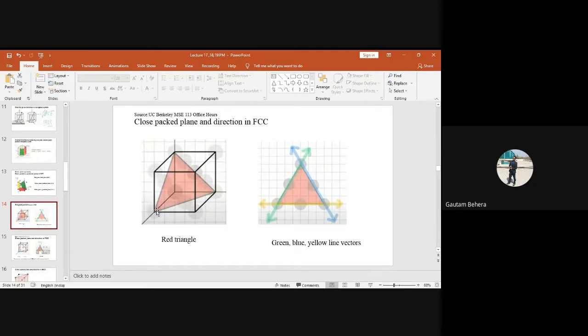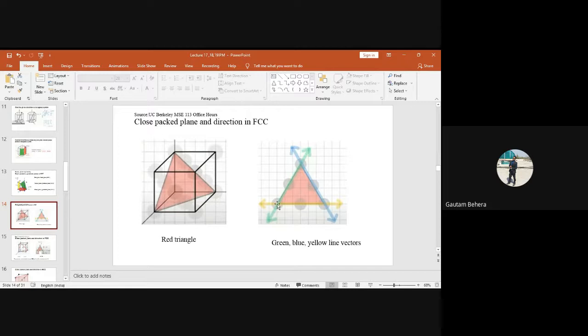Can anybody tell me, in case of simple cubic, what will be the close packed direction? In a simple cubic or primitive cubic crystal, we have only 8 atoms at the 8 corners of the cube. There are no atoms at the body center, the face center, the edge center, or the base center. So what will be the close packed direction? The edge length, yes or no? Just imagine. All the edge lengths will be close packed.